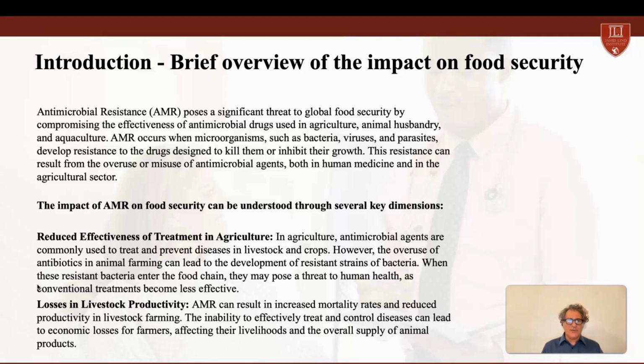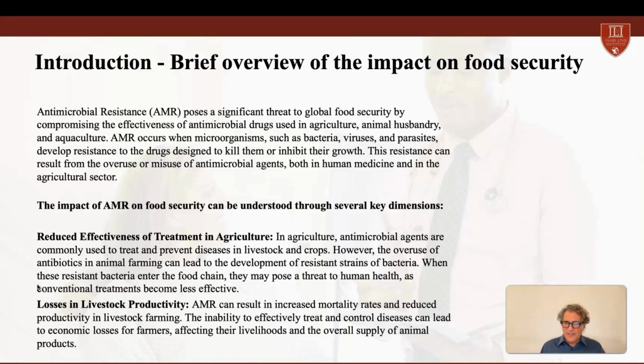First of all, there is reduced effectiveness of treatment in agriculture. In agriculture, antimicrobial agents are commonly used to treat and prevent disease in livestock and crops. They are used in crops and in any sort of animal farm, because of course the farmers would like to reduce the risk that a disease may kill part of their animals or some percentage of their crops, so they use them everywhere. In any sort of country, also in Africa, everybody uses these, for example antibiotics or antivirals.